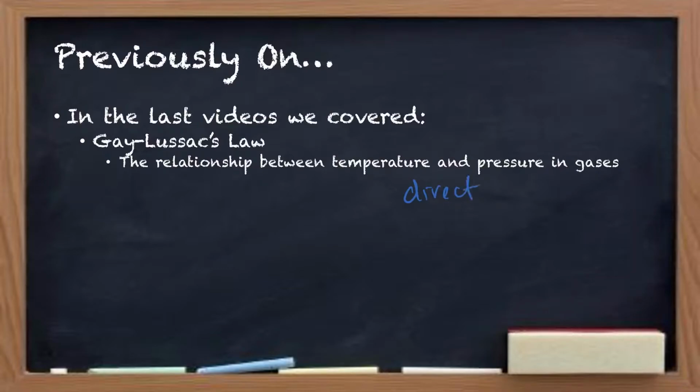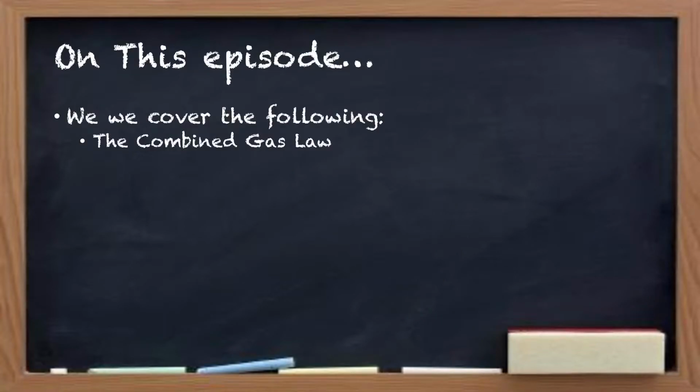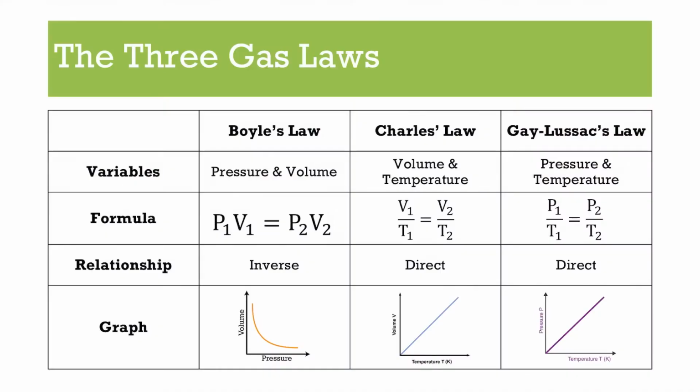And so this was a direct relationship, which meant if temperature went up, pressure went up, or oppositely speaking, if temperature went down, pressure went down. So again, in a direct relationship, both variables do the same thing. Okay, so again, today we're going to combine all of the gas laws into one to form the combined gas law. So just a quick recap of the three laws that we've gone over.